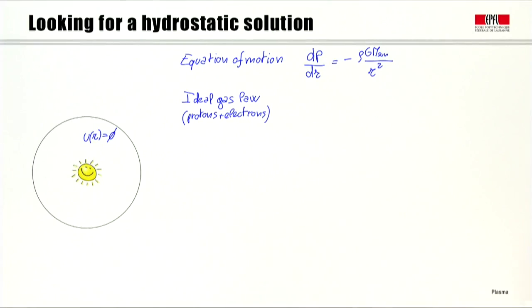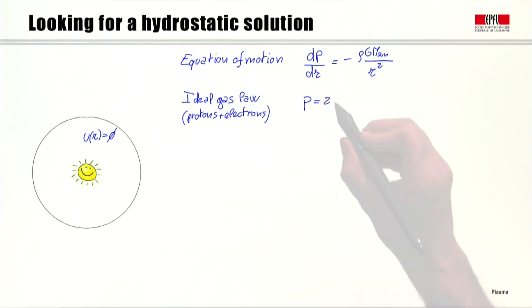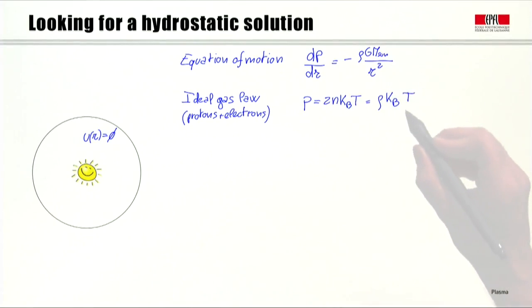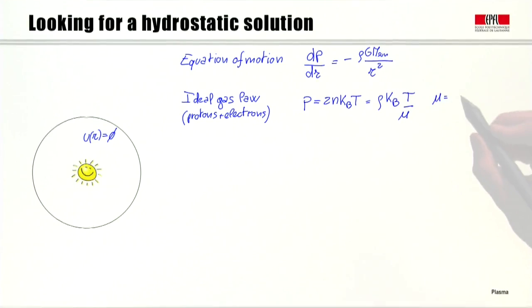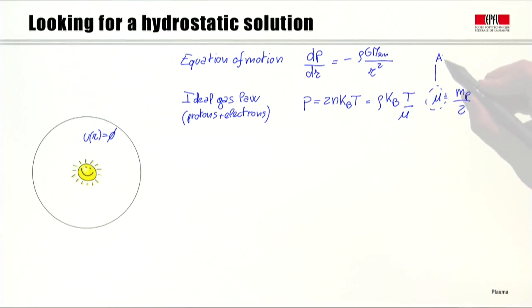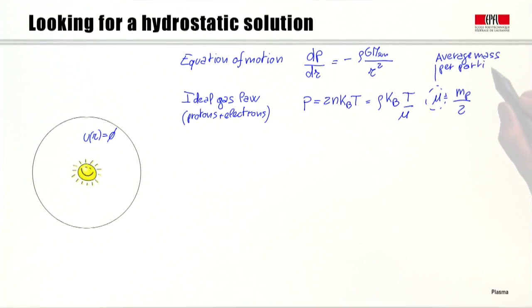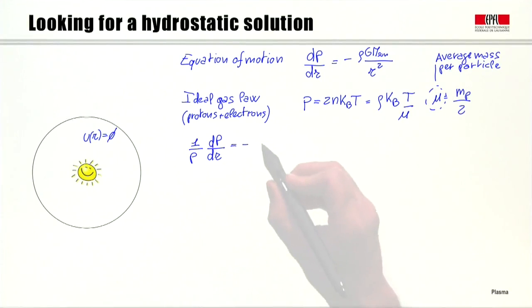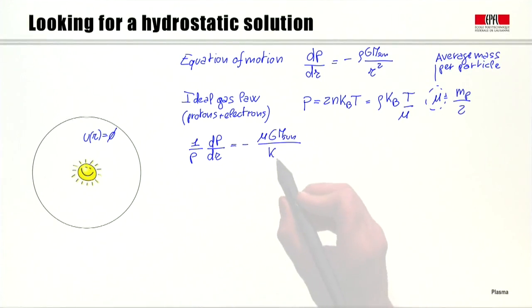using the ideal gas law for protons plus electrons. In this formula, Kb is the Boltzmann constant, and mu is the mass of a proton divided by 2, which is the average mass per particle. Using the ideal gas law, we can therefore write the equation of motion in the following way.